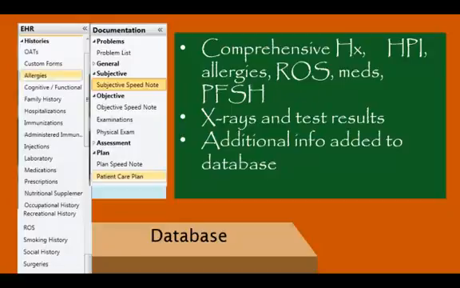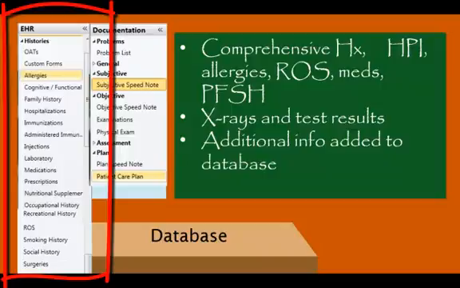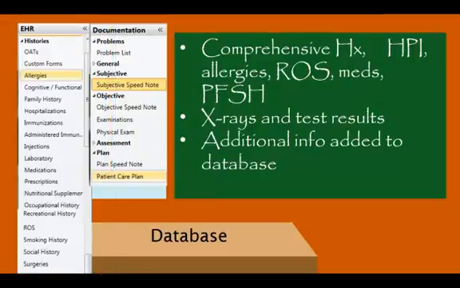So if we look at the database, by the database we mean the comprehensive history. And on your EHR tab, you'll see that you have all of these history categories here. So from family history to allergies, review of systems, medication history, social history, hospitalizations, all of that, that's the database. And that is going to be accessible from clicking on any of these categories in the tab on the left here.